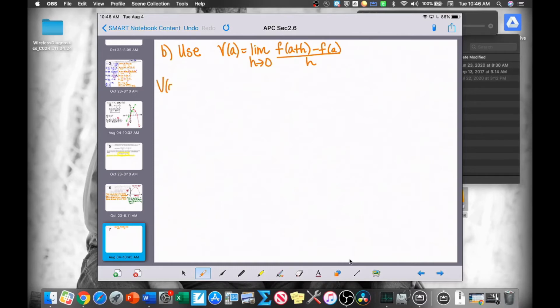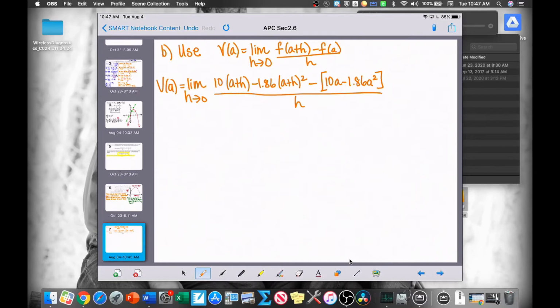So v of A is going to be equal to the limit as h approaches 0 of 10 times A plus h minus 1.86 times A plus h squared, and then minus my f of A, so minus 10A minus 1.86A squared. And this is all divided by h. All right, so now I have some simplifying to do.